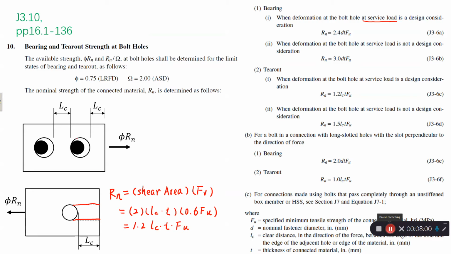Since bearing and tail-out are due to the elongation of the hole, the value of 2.4 is an empirical value that estimates a hole elongation of about 1/4 inch.